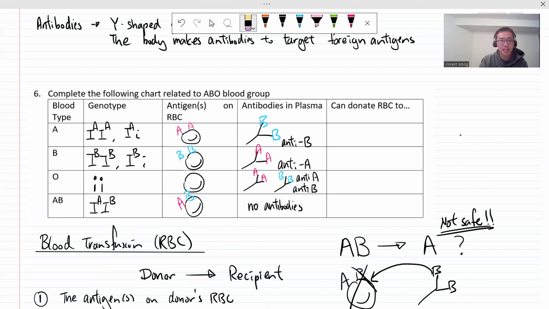Okay, so let's go back to here, right? Let's take a moment to fill this in. If you are type A person, who can you donate red cells to? You can donate to other A's, and you can also donate to AB. If you are type B, you can donate to B or other AB. If you're O, then you can donate to everybody. Okay?